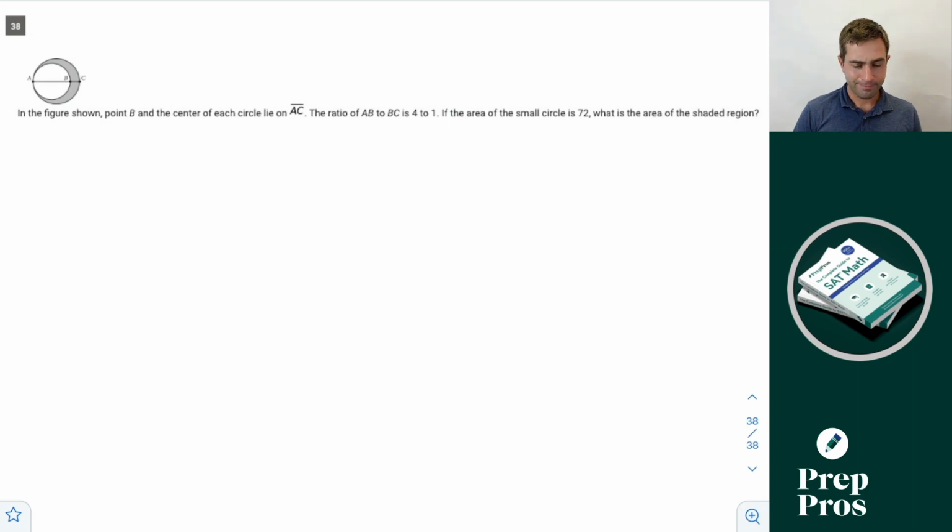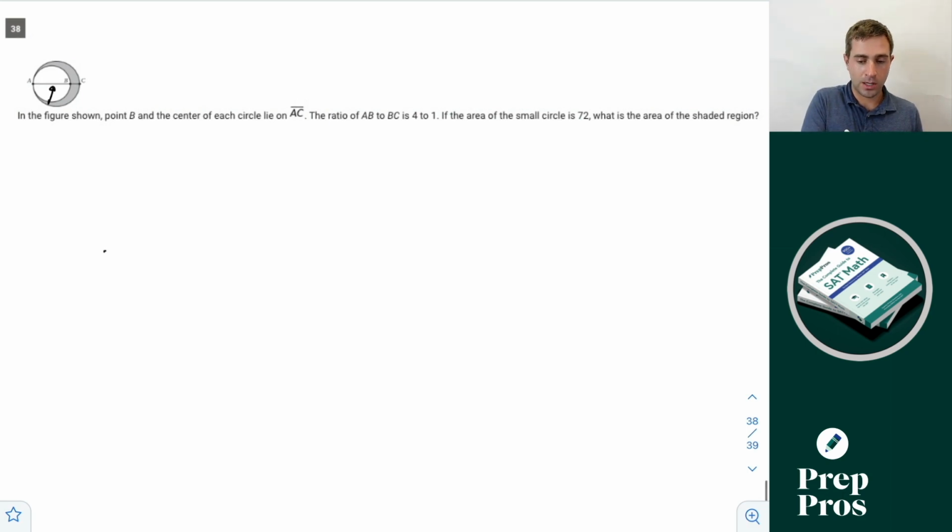So let's see if there's a more fun way to do this. But the simple way that we know we're going to kind of get this right is we could say, well, we could solve for the radius of the smaller circle by doing that 72 equals pi r squared. Then we could use that to solve out using the ratio for the whole big part, but there should be a nicer, faster way of doing this. So AB to BC is 4 to 1. So the radius relationship.